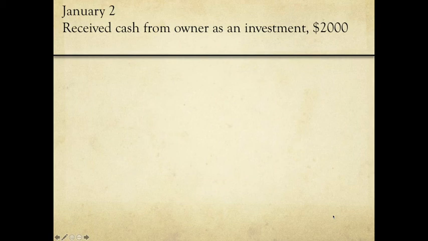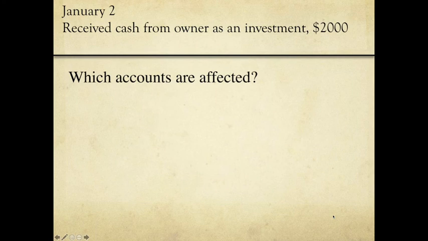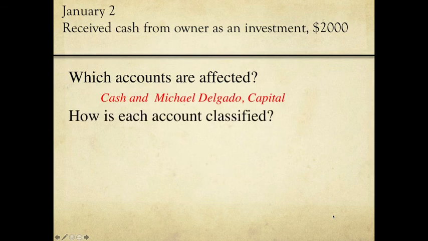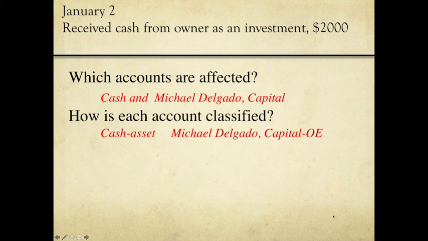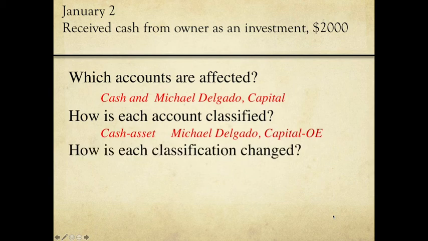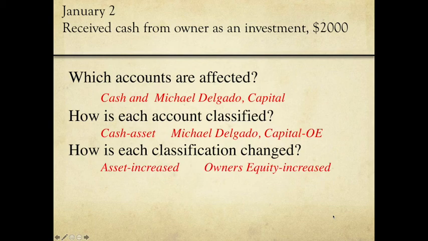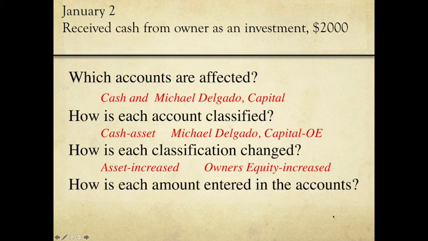Whenever there is a transaction, you have to answer 4 questions. Which accounts are affected? In this particular one, we have cash and we have our capital account. How is each account classified? Our cash is an asset. Our capital account is our owner's equity. How is each classification changed? If you look at that, your asset is increased, which is your cash. Your owner's equity is also increased. And then how is each amount entered into our accounts? We'll go through that with our T accounts.